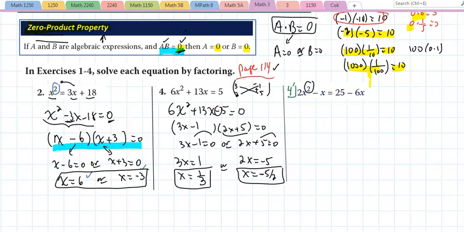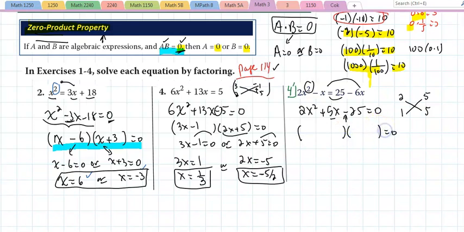On most quadratics, I get 0 on one side, everything else on the other side, and I factor to use the zero product property. So if I add 6x to both sides, that will be 5x. If I subtract 25 from both sides, I'll get a 0 on one side, everything else on the other side. And now if I look at the factors, 2 and 1, 5 and 5, I needed to subtract to get me a 5. 10 minus 5 is 5. That works. I need a positive 5, so I need a positive 10 and a negative 5. 2x minus 5 and an x plus 5.